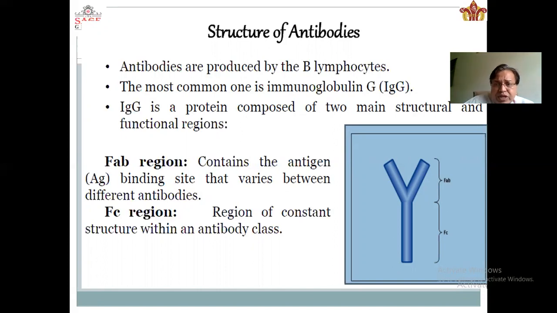That is divided as given in the figure. You can see the Fab region. It contains the antigen binding site that varies between different antibodies. And the Fc site or Fc region, this is the region of constant structure within the antibodies.